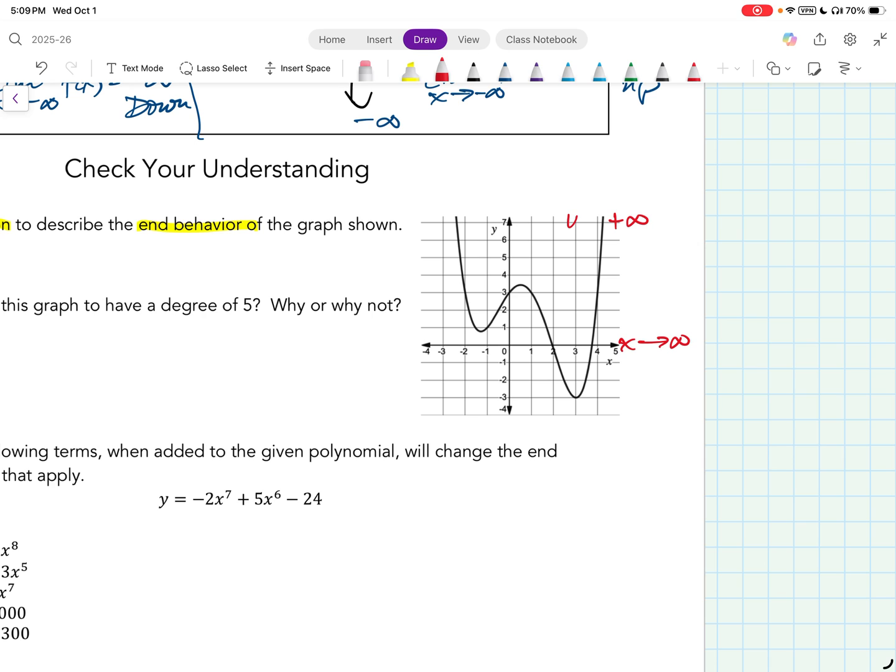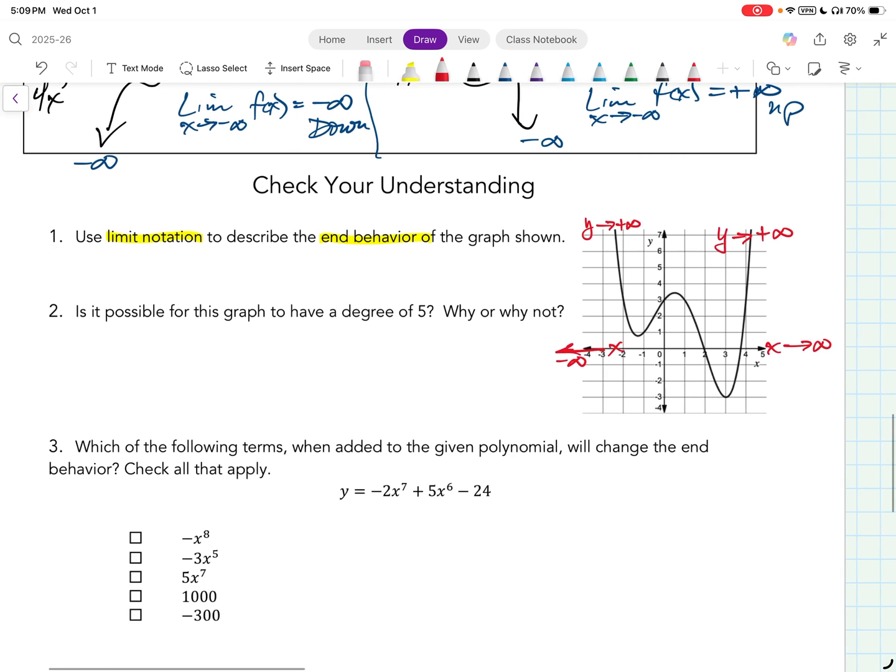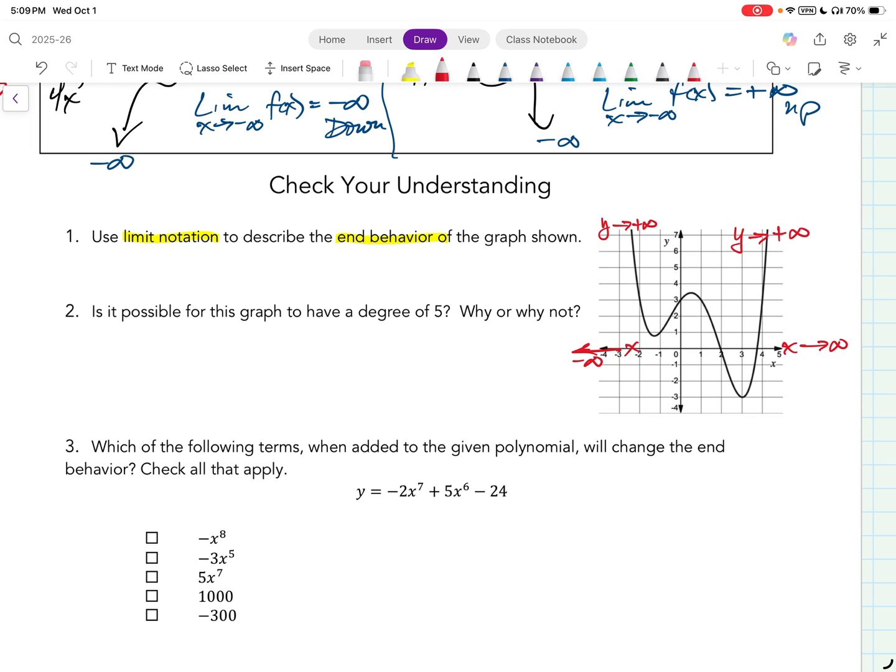So y approaches positive infinity. As you move left to negative infinity, the y values also go up. So now what we need to do is write that in limit notation. It says end behavior, so we have to write two limits. Let's talk about the right first, the right end behavior, and then we'll talk about the left end behavior in a minute.